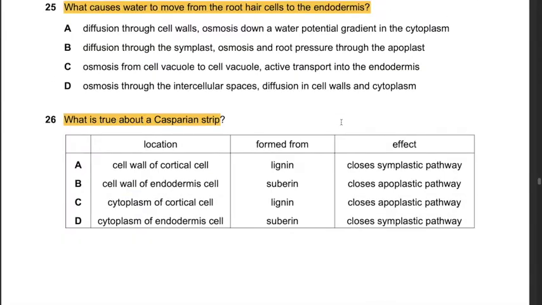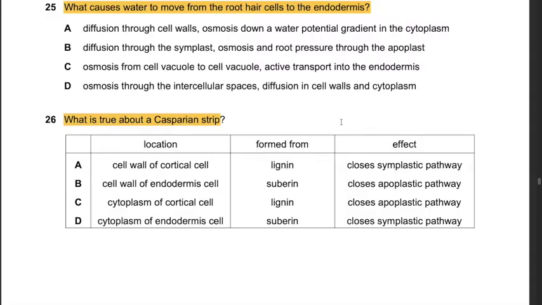Question 25. What causes water to move from the root hair cells to the endodermis? For water to move from the root hair cells to the endodermis, first it would be diffusion through the cell walls, followed by osmosis within the cytoplasm, leaving us with the answer being only A. Let's look at why B, C and D are incorrect.